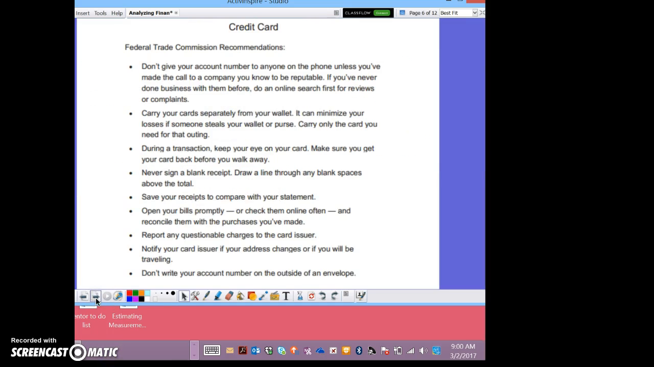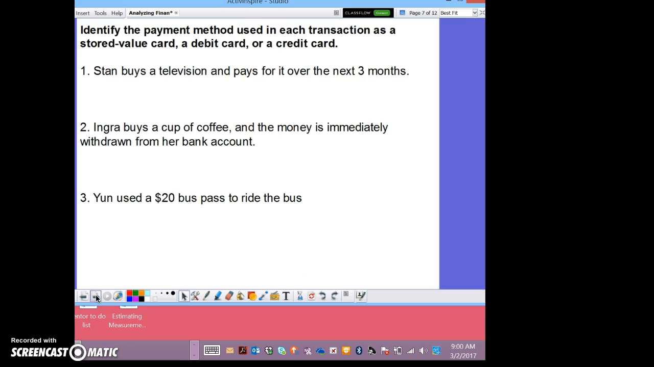All right, you can read through these, you can pause it if you want, but these are just a couple of tips that are really good for credit cards. All right, so we're going to identify the type of payment method used. So Stan buys a television and pays for it over the next 3 months. Well, this is not a store value card or a debit card because it wasn't immediately paid off. A credit card will have to be paid back over time.